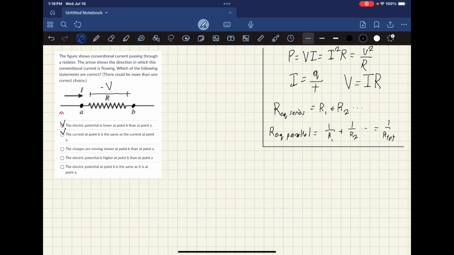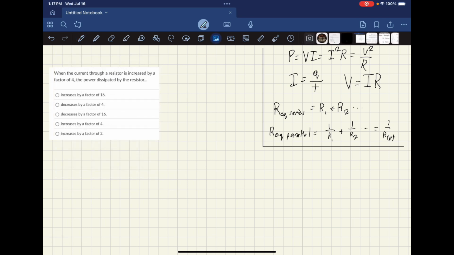Charges are not moving slower at point B than at point A, because if current is the same, current, I, is a measure of charge over time. So if the charges were moving slower, the current would change, so that one's not true. We already know option 4 is wrong: the electric potential is not higher at point B than at point A, and it's not the same at both points.